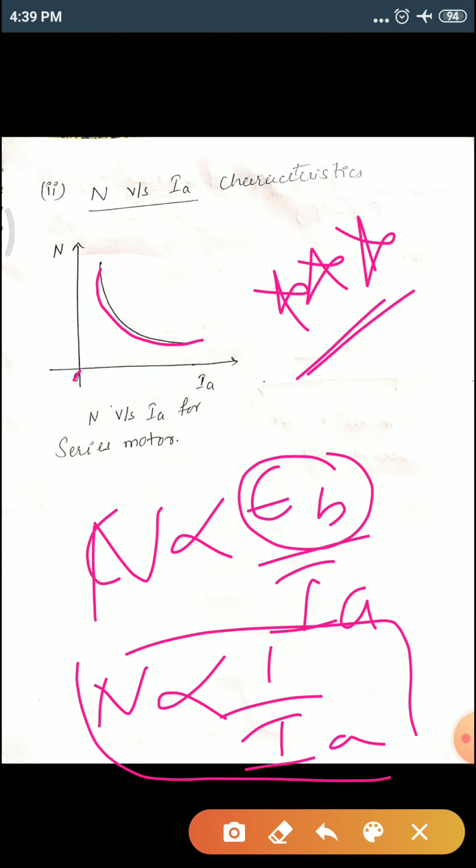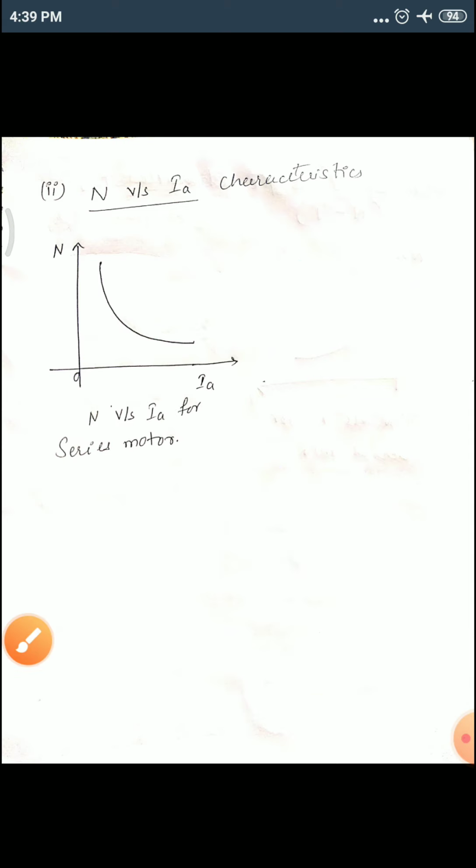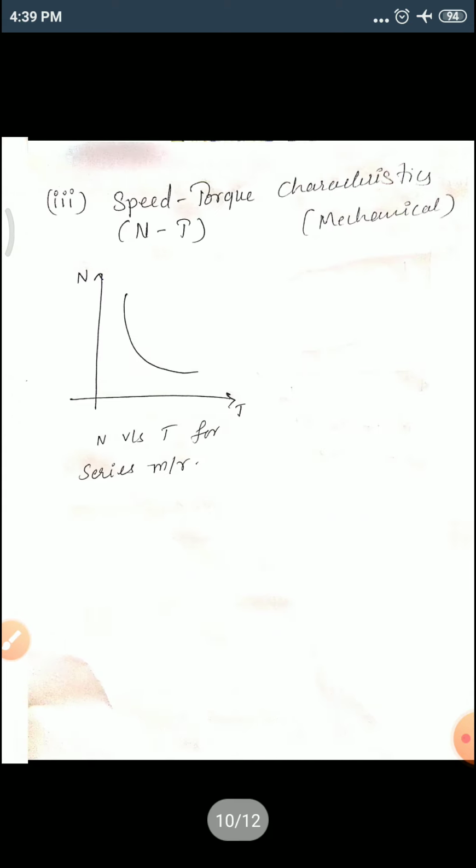That is at the beginning. At the beginning, if at all a current is there, as the speed increases, your armature current starts decreasing. So we'll see later. This is about the speed versus armature current characteristics.